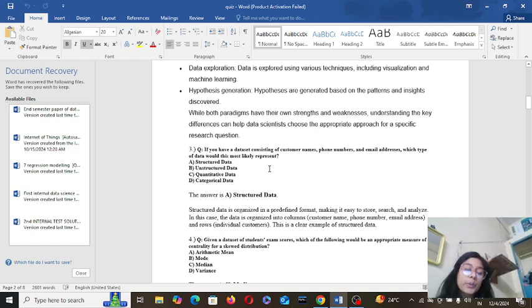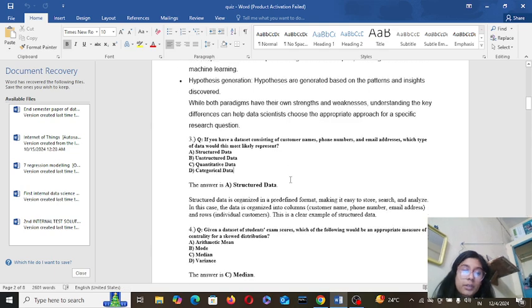Now, the third question is, if you have a data set consisting of customer names, phone numbers, and email addresses, which type of data would this most likely represent? So we have the answer, structured data, because structured data is organized in a predefined format, making it easier to store, search, and analyze.